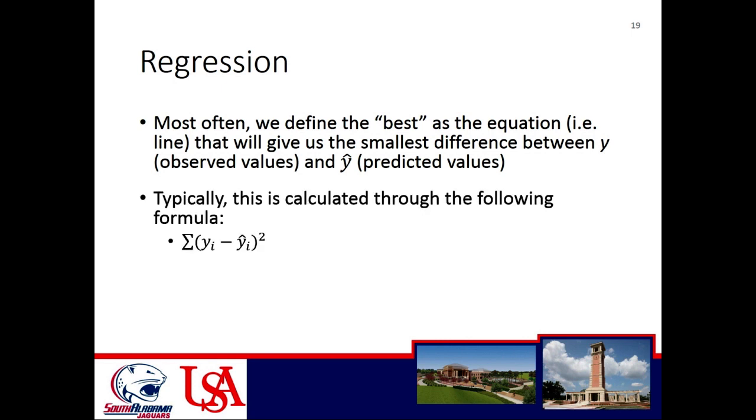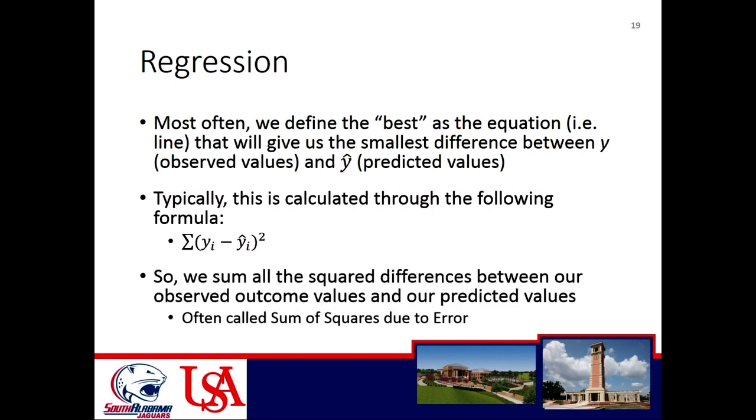So typically this is calculated through the following formula, and it's the sum of our observed values minus our predicted values squared. And this is called the sum of squares due to error. So we take the sum of all of our observed values minus their associated predicted values squared. So we sum all the squared differences between our observed outcome values and our predicted values. Pretty much we just try to find the line that has the fewest deviations from our observed values.